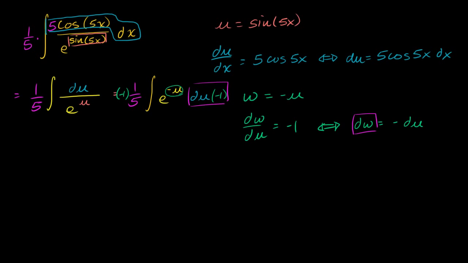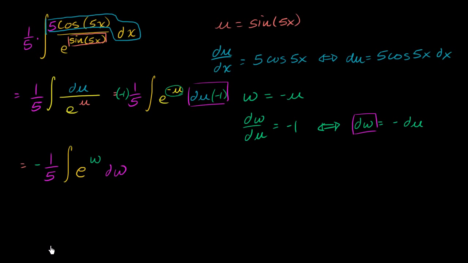And so we can rewrite our integral. It's going to be equal to negative 1/5 times the indefinite integral of e to the, well, instead of negative u, we can write w. E to the w, and instead of du times negative 1, or negative du, we can write dw.